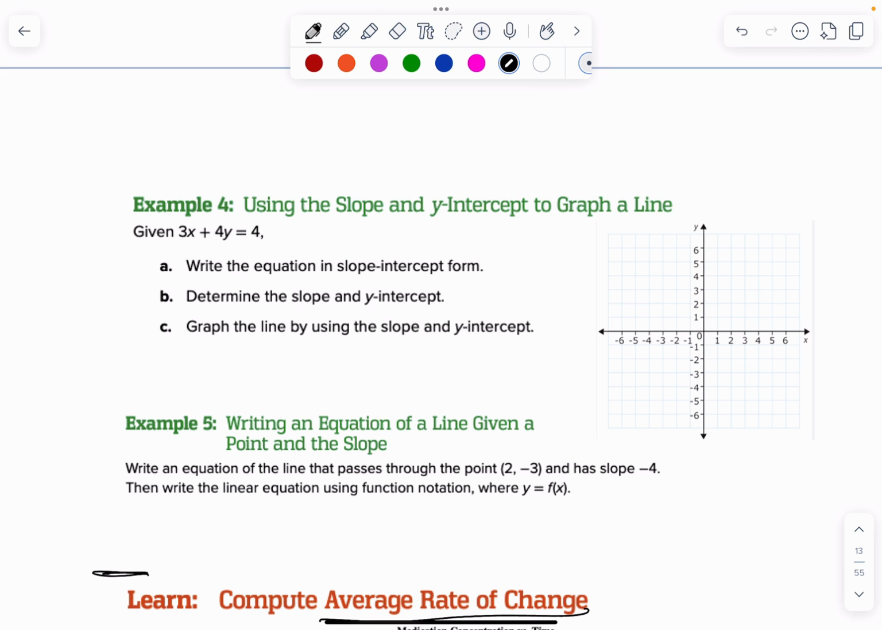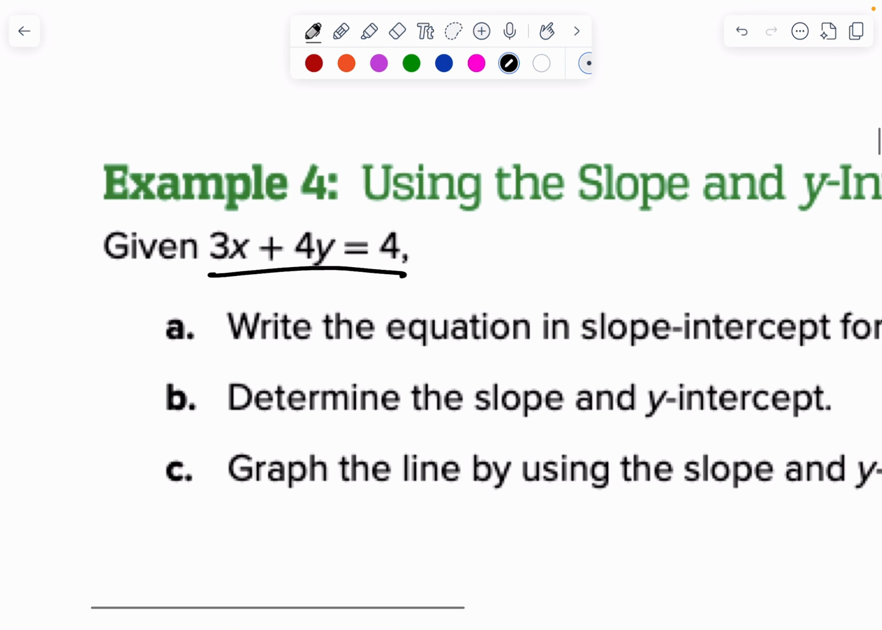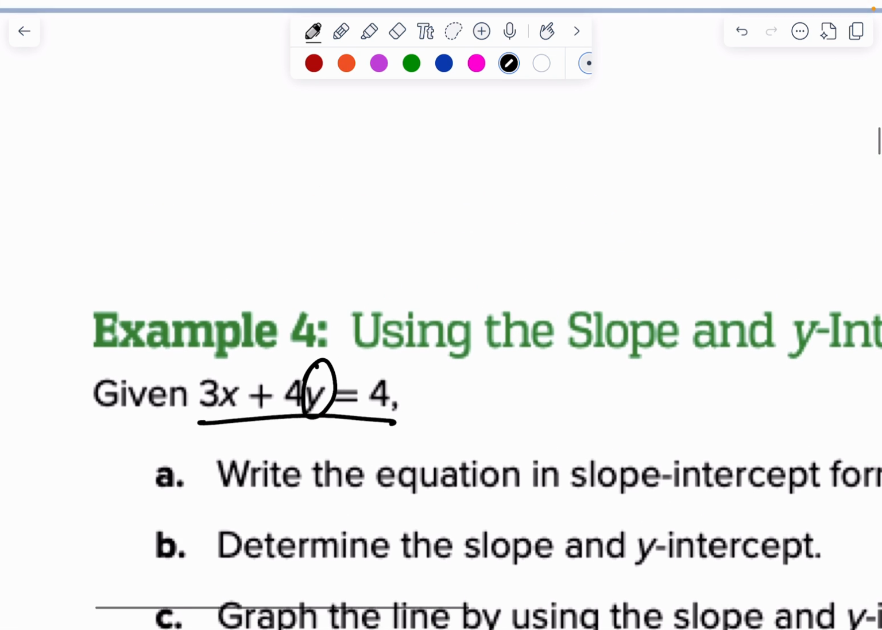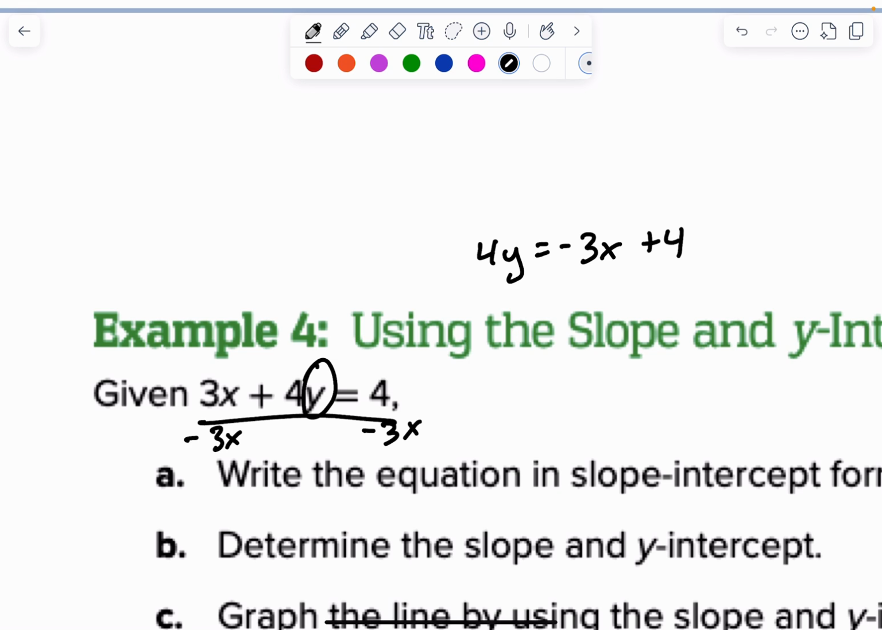So here we go. Using the slope-intercept form and graphing the line. We've already done this one. Here I want to put this in slope-intercept form. I want to solve for y, so I'm going to kick the 3x to the other side. So 4y is equal to negative 3x plus 4, and I'm going to divide by 4. Y equals negative 3/4 x plus 1.